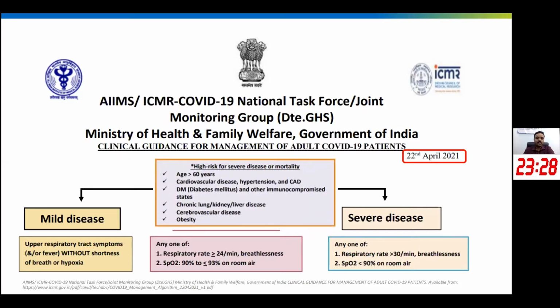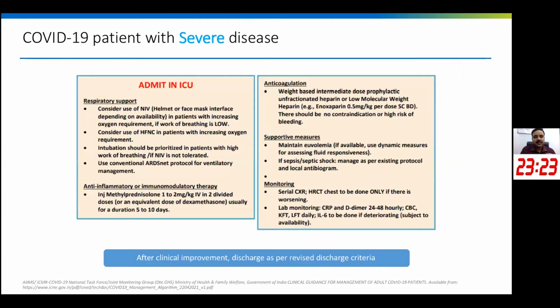And these are the risk factors. Among them, diabetes is one of the major risk factors. All these severe patients need to be admitted to ICU, or at least the recommendation goes like that, and they need respiratory support. Apart from that, they need anti-inflammatory and immunomodulatory therapy like corticosteroids, which are high in dose. We need to give methylprednisolone 1 to 2 milligram per kg IV in 2 divided doses or equivalent doses of dexamethasone, usually for a duration of 5 to 10 days. So that is the recommendation by the ICMR.